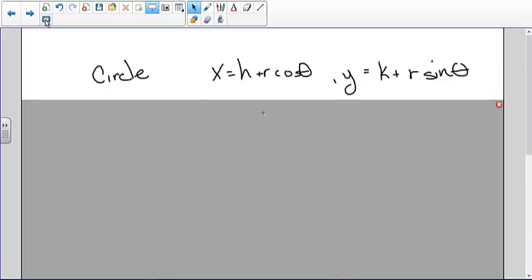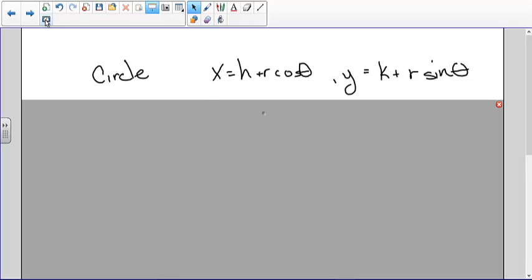Now in section 10.1 we talked about the general form of the equations for circles and ellipses, and these are the parametric form for those same shapes. So a circle, instead of x squared plus y squared equals r squared, it's going to be x is equal to h, which is the x coordinate of the center of the circle, plus r, which is the radius of the circle, times the cosine of theta, where we're using theta as the parameter, not t, just because we think of angles as rotating.